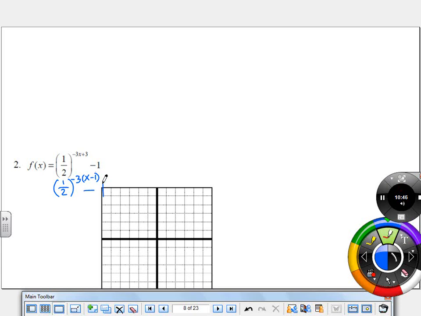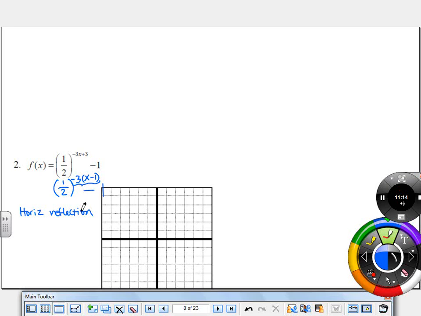Okay, so this is all the horizontal stuff that he's talking about. Okay, so what kind of horizontal transformations are going to take place? So let's go through them. The negative, what's it going to do? Reflect. So there's going to be a horizontal reflection. The 3, what's it going to do? It either stretches or compresses.